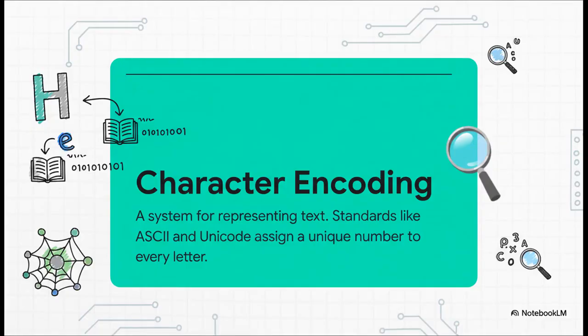Okay, so we know how to turn numbers into binary, but what about the actual letters in Hello World? That's where something called character encoding comes in. Just think of standards like ASCII or Unicode as these giant dictionaries. They basically assign a unique number to every single character you can think of. The capital letter H is assigned the number 72. The lowercase e is 101, and so on. And once we have those numbers, well, the computer knows exactly how to convert them into binary.